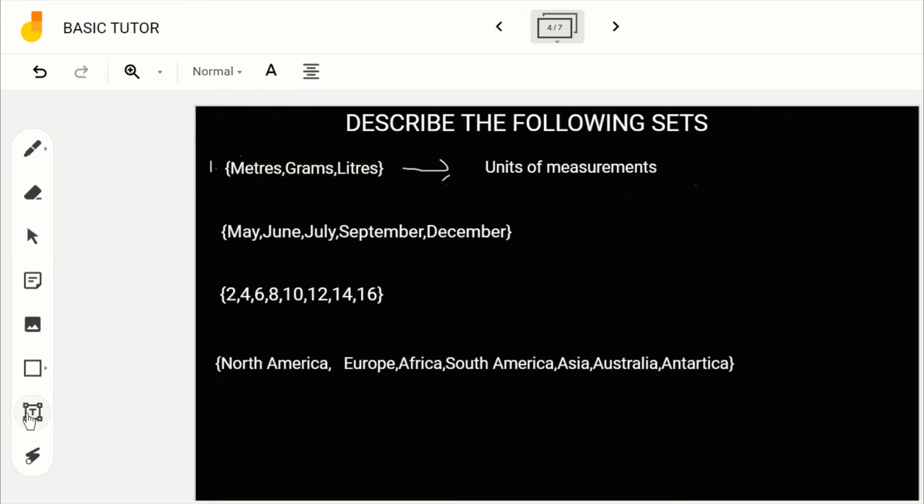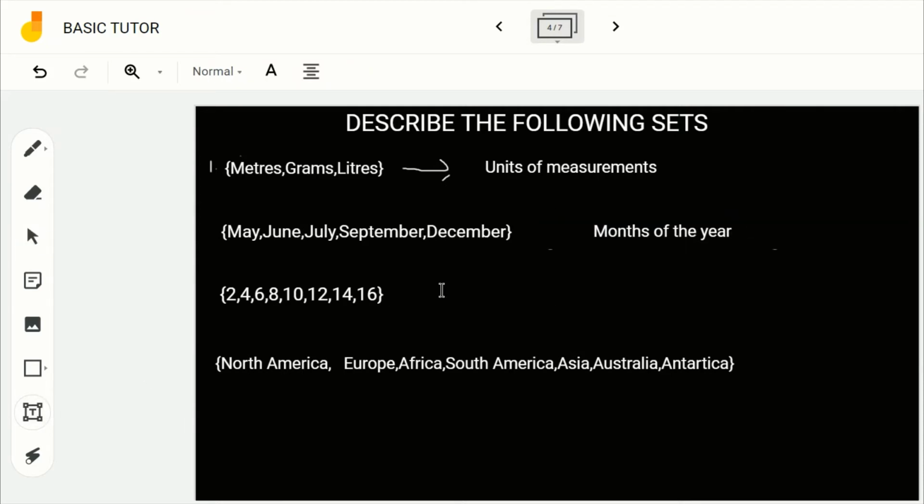Now, the next question we have: May, June, July, September, December. Now, these are the elements in this set. These elements in this set are describing the months of the year. So, they are describing the months of the year.